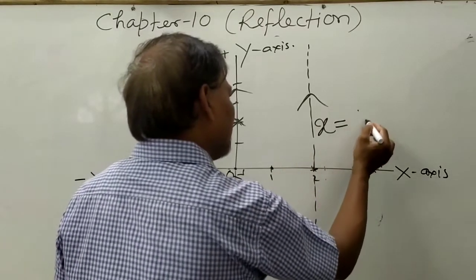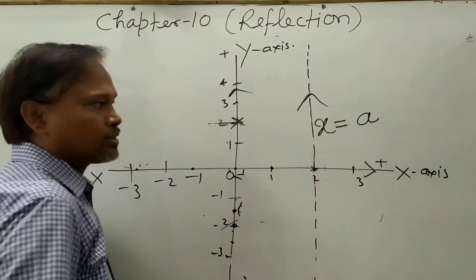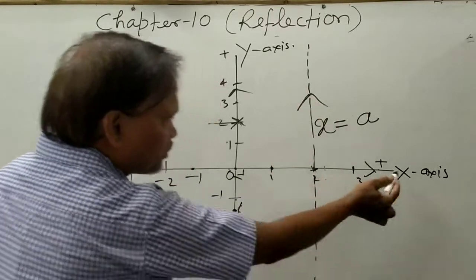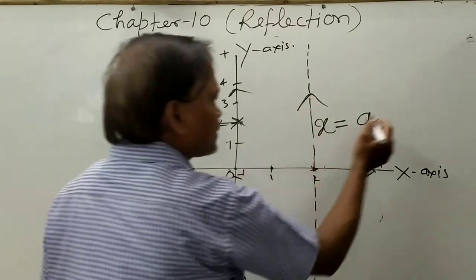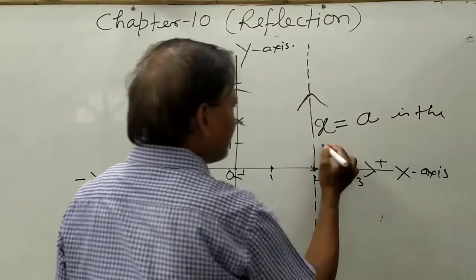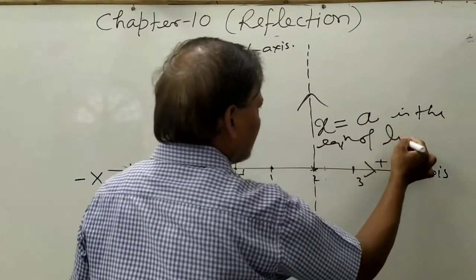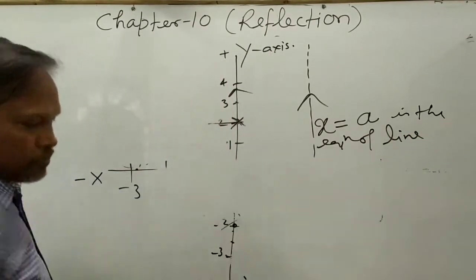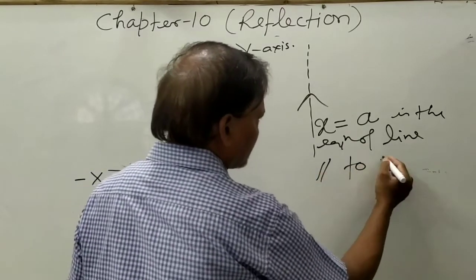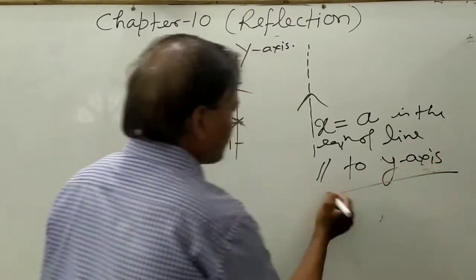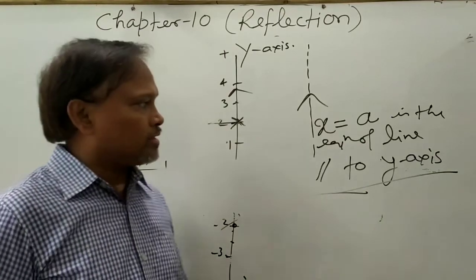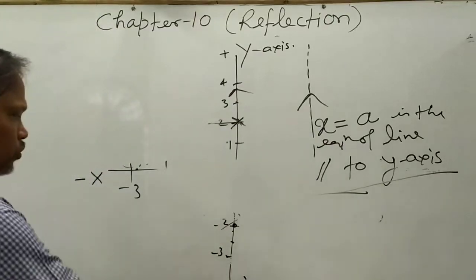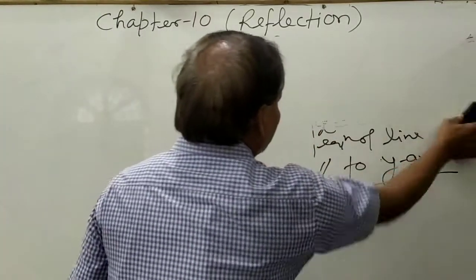So you are writing any one variable, that is a. A is the distance, your value at which the line passes on the x-axis. So x is equal to a is the equation of line parallel to y-axis. This is the equation. तो ये कुछ इक्वेशंस हैं जैसे x is equal to 0, y is equal to 0, x is equal to a, y is equal to a, that you will use in this chapter. तो ये चैप्टर में यूज करेंगे.